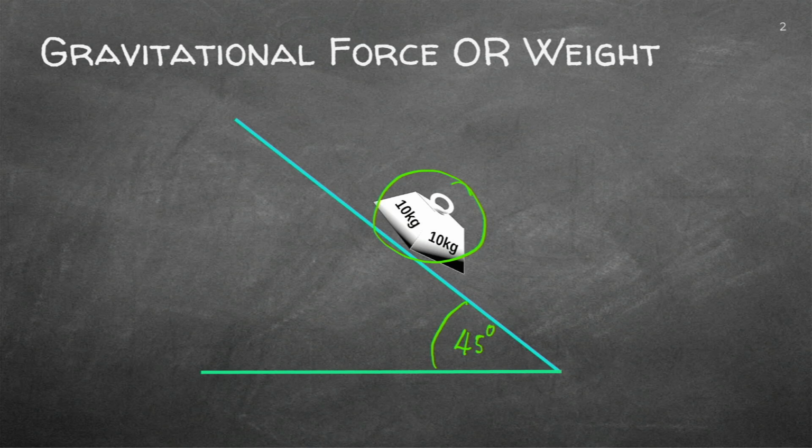The one thing that you have to remember is that this mass here, which is 10 kilograms, will actually have a force pulling it down towards Earth at the bottom here. And can you remember what we call that force? That force was the gravitational force. And remember, that is a perpendicular force towards the Earth.